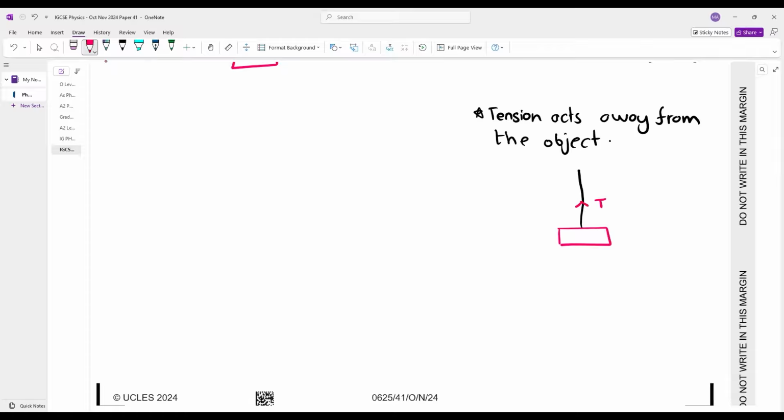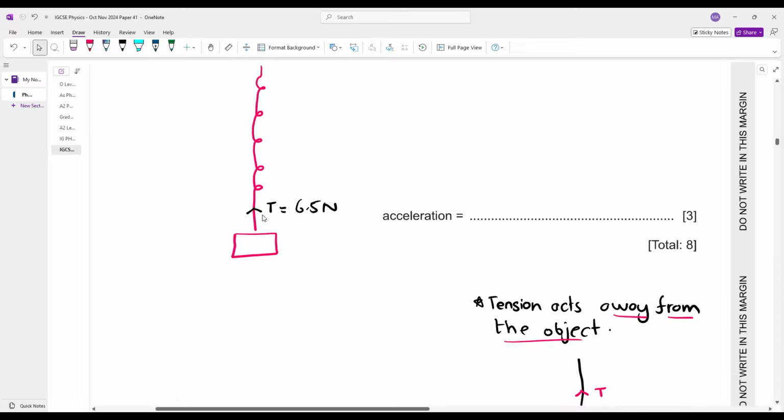Always remember, tension always acts away from the object. So here the tension force is acting away from this object.